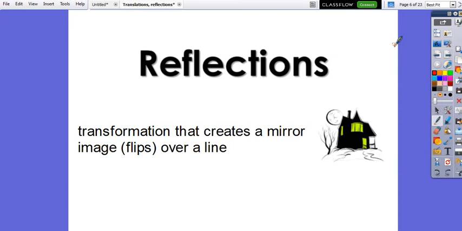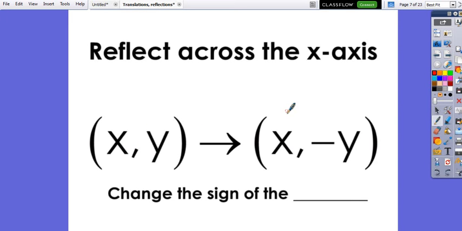Alright, so today we are talking about reflections, which are transformations that create a mirror image or flip over a line. So here's our rule for the reflection across the x-axis. There are reflections across the x-axis, reflections across the y-axis, and reflections across any given line on the graph. Horizontal, vertical, slanted, could be any line.